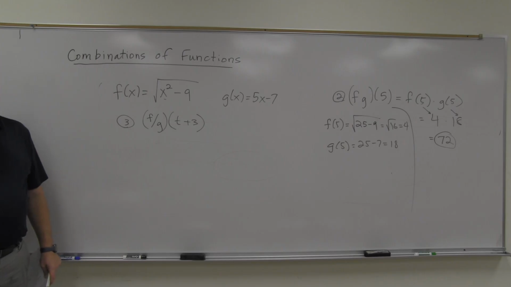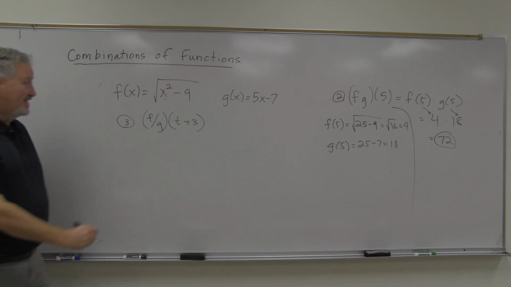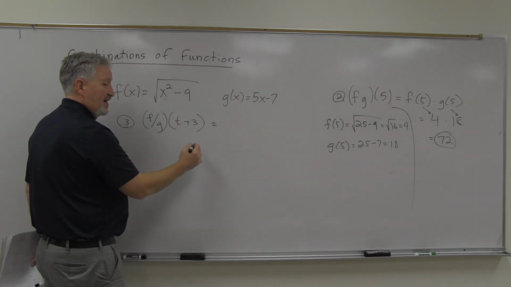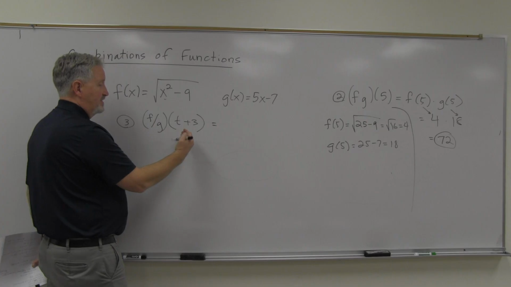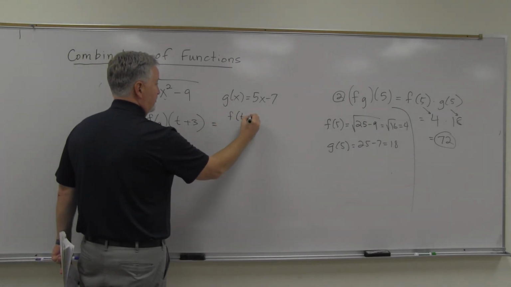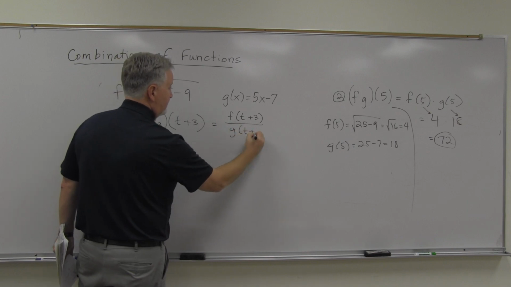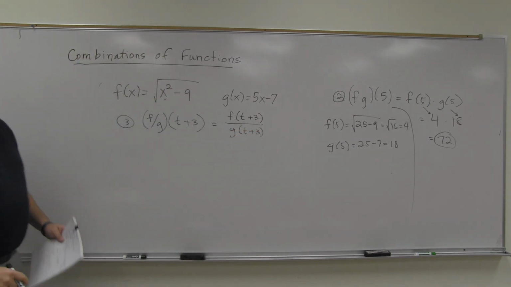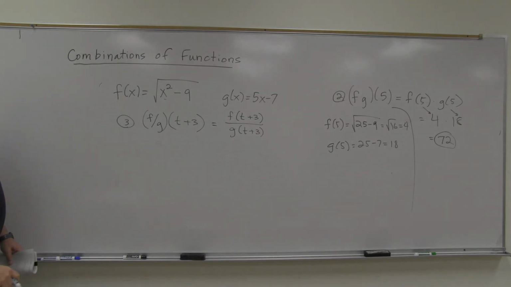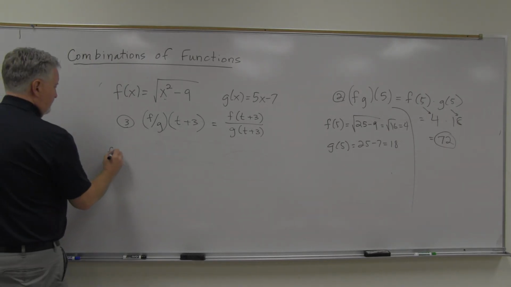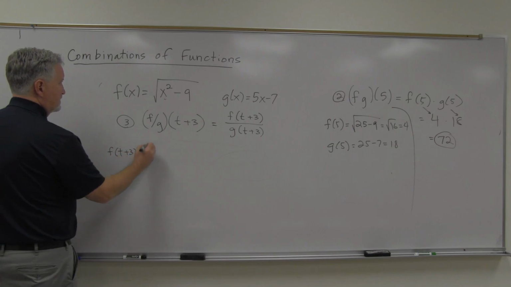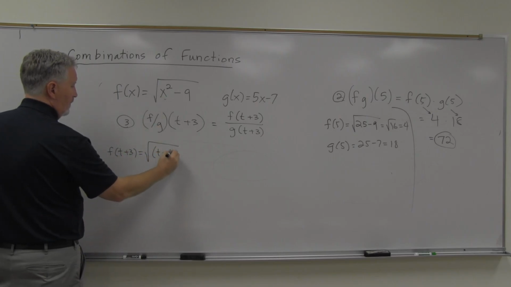What would we do there? Well, again, that's our input value, so instead of x, I've got an input value of t plus 3, so that's what I do. I do f of t plus 3, and it's divide, so divide that by g of t plus 3. See what that gets me. All right, so we start with f of t plus 3, so that is, plug in the t plus 3 here. So it'd be t plus 3 squared minus 9.